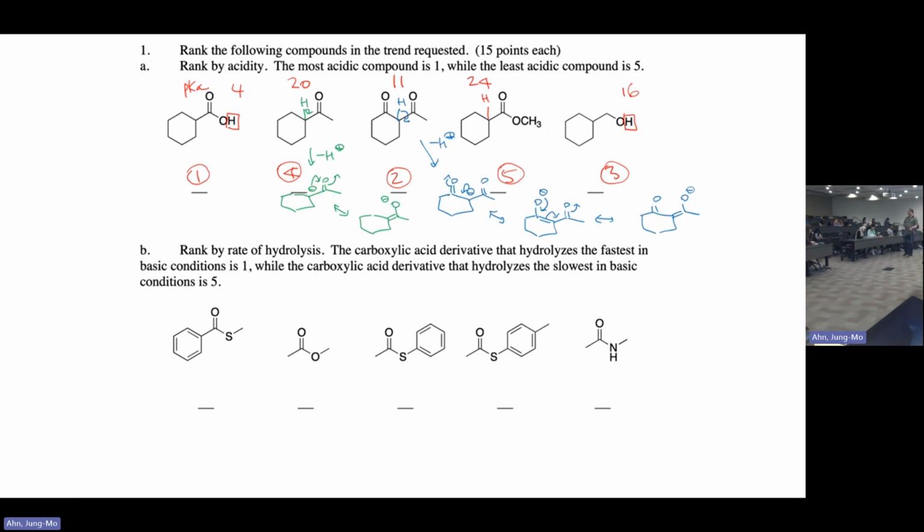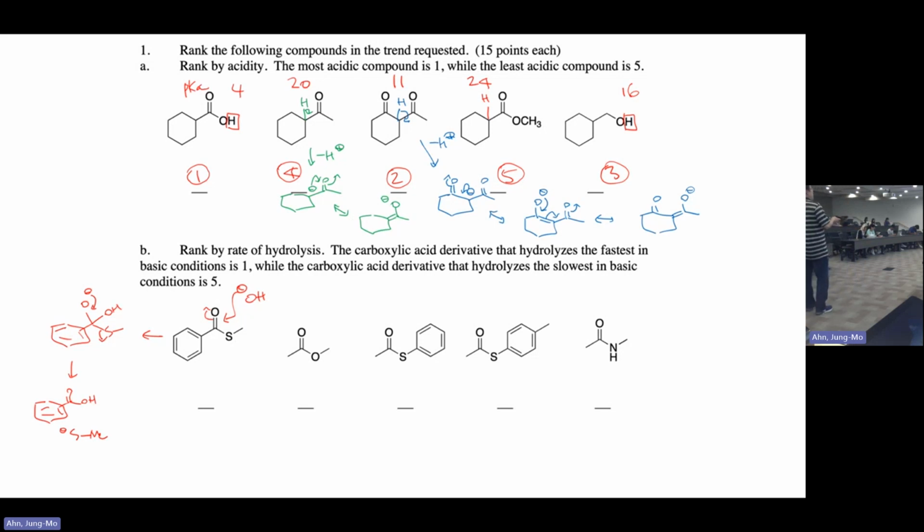In the case of basic condition hydrolysis, one of the reagents is hydroxide. Hydroxide is going to attack the carbonyl of this thioester, and that will make a tetrahedral intermediate. This will remake the carbonyl by kicking out this thiolate. So that's the mechanism that we've been talking about for the carboxylic acid derivatives, the substitution mechanisms.